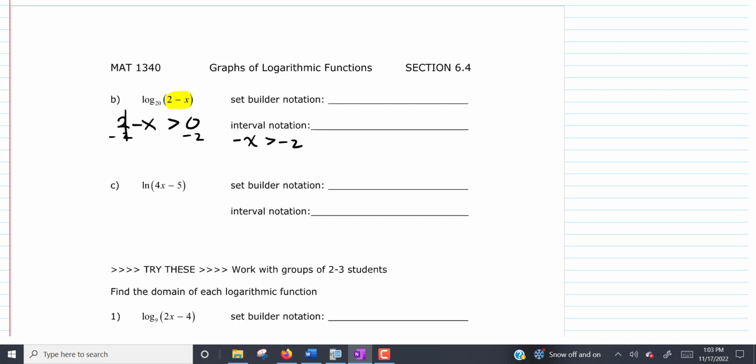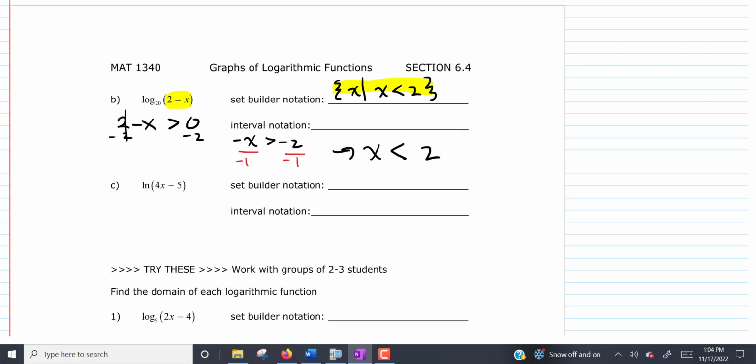What do I have to do now? Divide by negative 1, right? What do you do with an inequality if you divide by a negative? You remember that? Switch the sign. Good. So that would give you x is greater than, or I'm sorry, x is less than positive 2. You have to remember some of the things we learned about inequalities. So in set builder notation, we'd say the set of x such that x is less than 2.